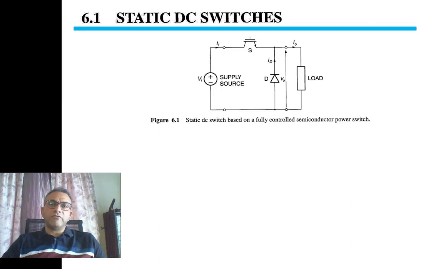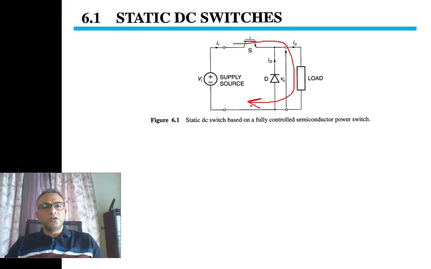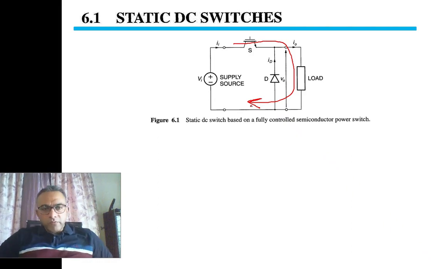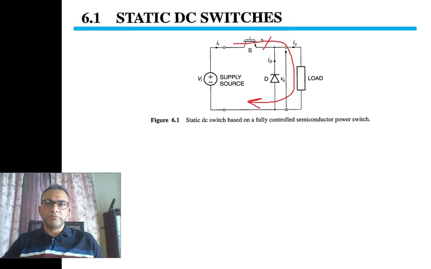So in case we have an RL load and the switch is turned on, then the current flows in this direction as shown in the red line. Now the current flows through the RL load. The inductor stores energy as half L i square, and later when we want to turn off the switch, the current is still flowing.